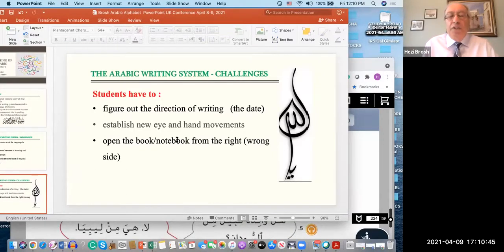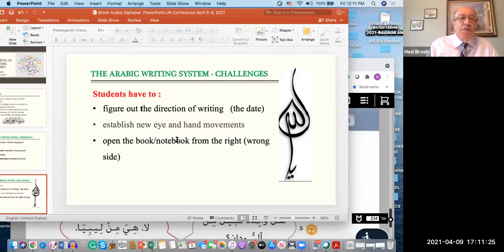First of all, the direction of writing. Students are used for many years to writing from left to right, and suddenly we have to change this direction for them. For example, writing the date from right to left, starting with the day and then the month and then the year, but inside the date, the numbers are written from left to right. So they have to establish basically new eye and hand movements. When they open the book from the right side, for them it's the wrong side.